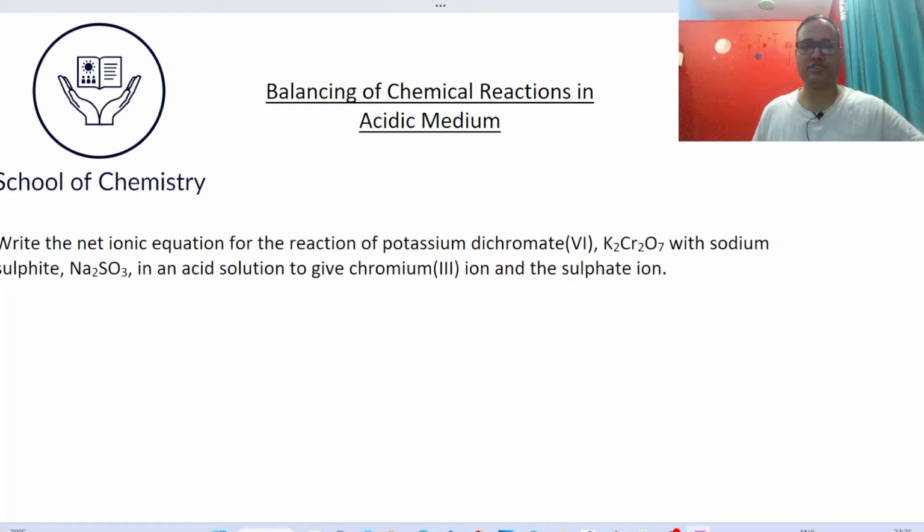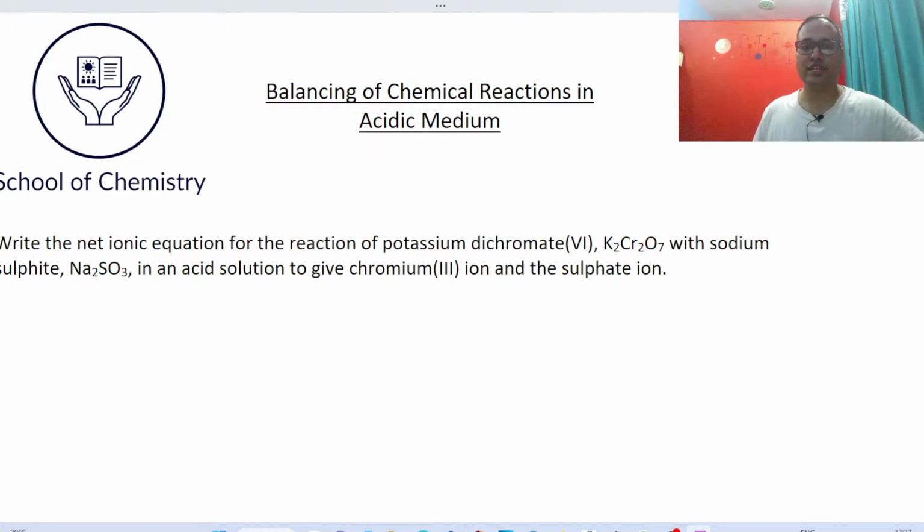Today we are going to study balancing of chemical reactions in acidic medium. That is, how to balance a chemical reaction in acidic medium. For that we are taking an example: write the net ionic equation for the reaction of potassium dichromate, whose oxidation state is given as +6, K2Cr2O7, with sodium sulfite Na2SO3 in an acid solution to give chromium 3 ion and sulfate ion.